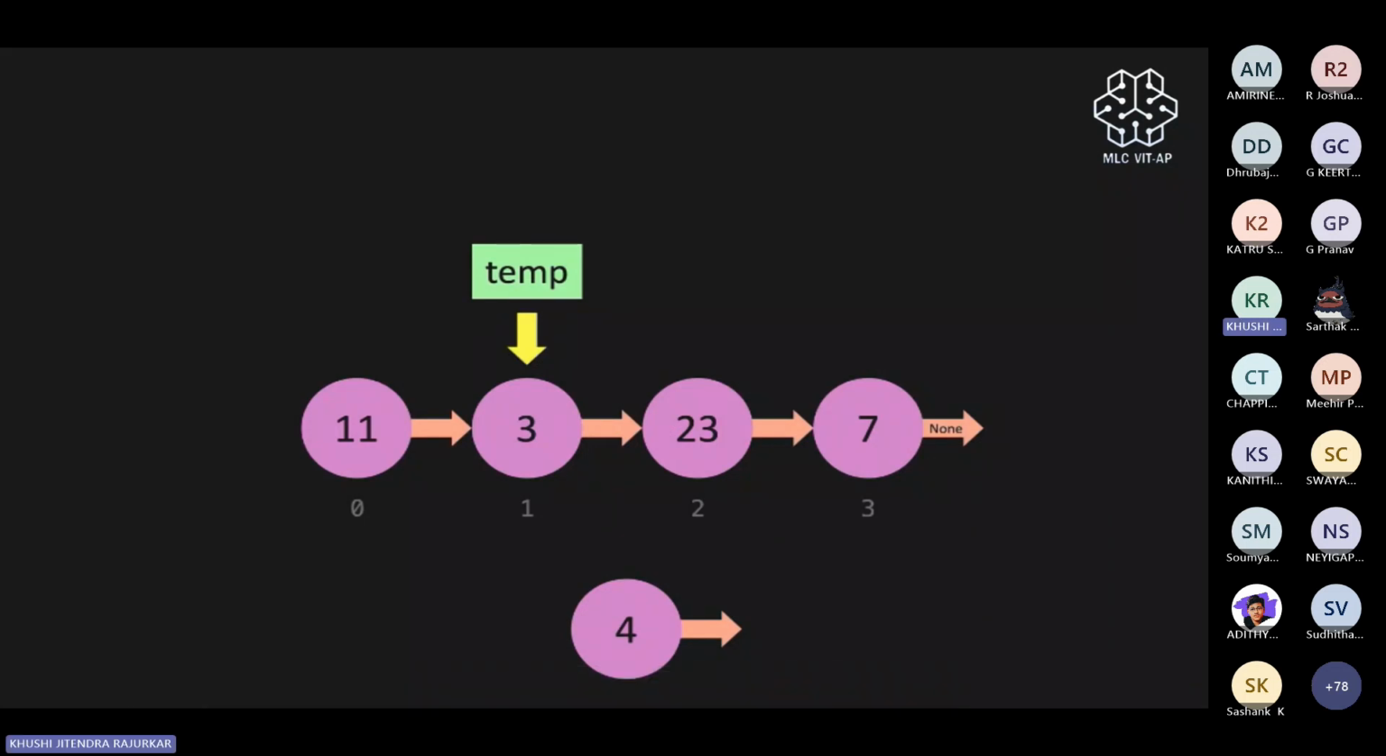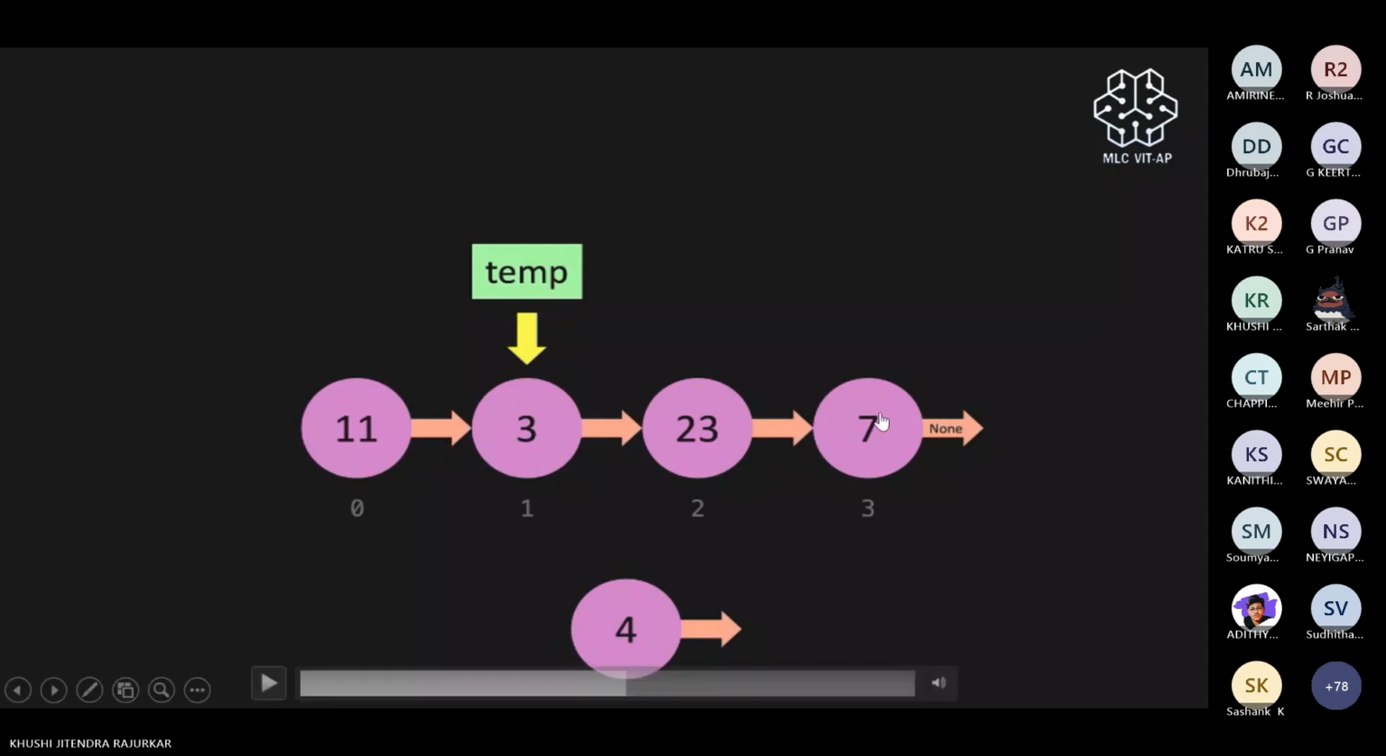Okay, Sarthak said new node dot next equals temp dot next and temp dot next equals new node. New node dot next equals temp dot next and temp dot next equals new node. Okay. Any other answers?